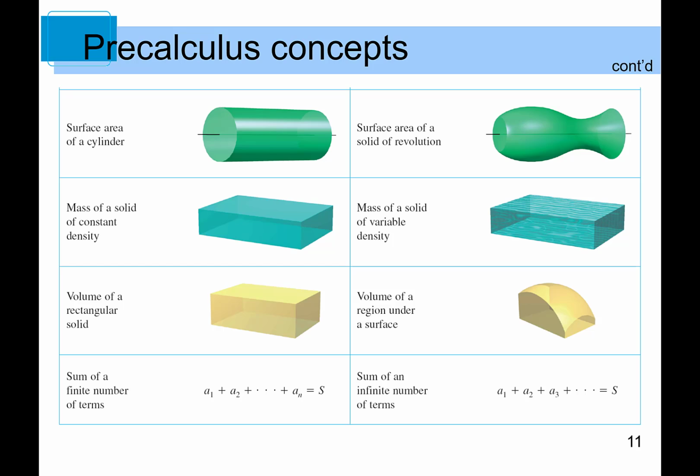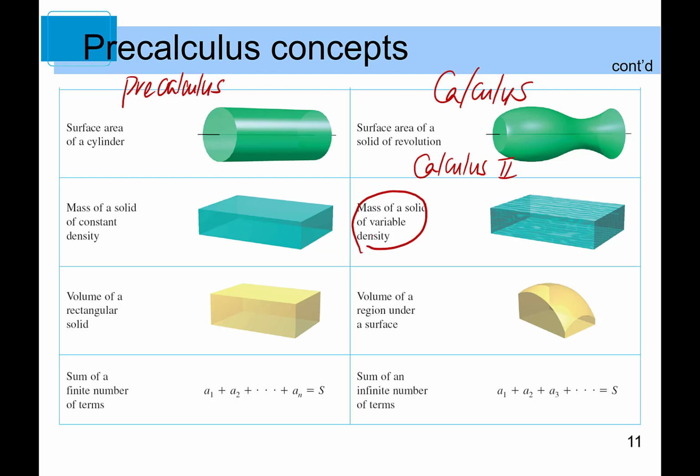Without calculus, we can find that in pre-calculus, you can find the surface area of a cylinder. But in calculus, you learn how to find the surface area of a solid of revolution, which is in calculus 2 in our school. And in pre-calculus, you can find the mass of a solid of a constant density. And in calculus, you'll be able to find the mass of a solid of variable density.